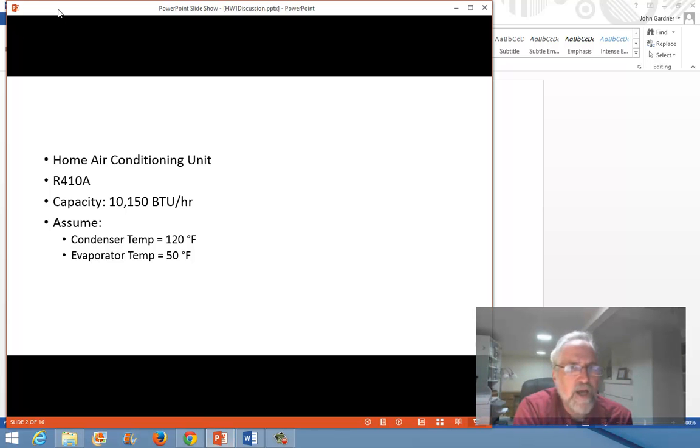Just a real quick comment about the refrigerant they use. This is our 410A. It is unusual in that it is not a pure substance. It's a mixture. And that's important because the saturation characteristic isn't quite the same as all the other refrigerants we've looked at, or that you've probably looked at.